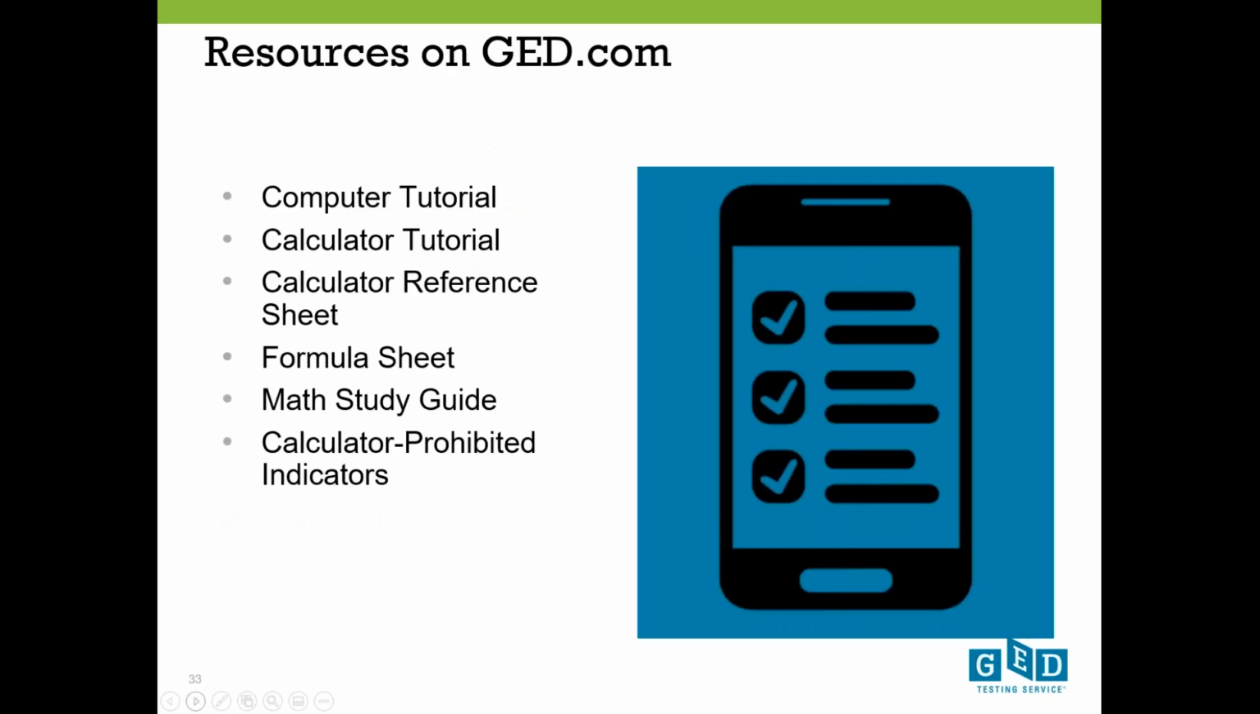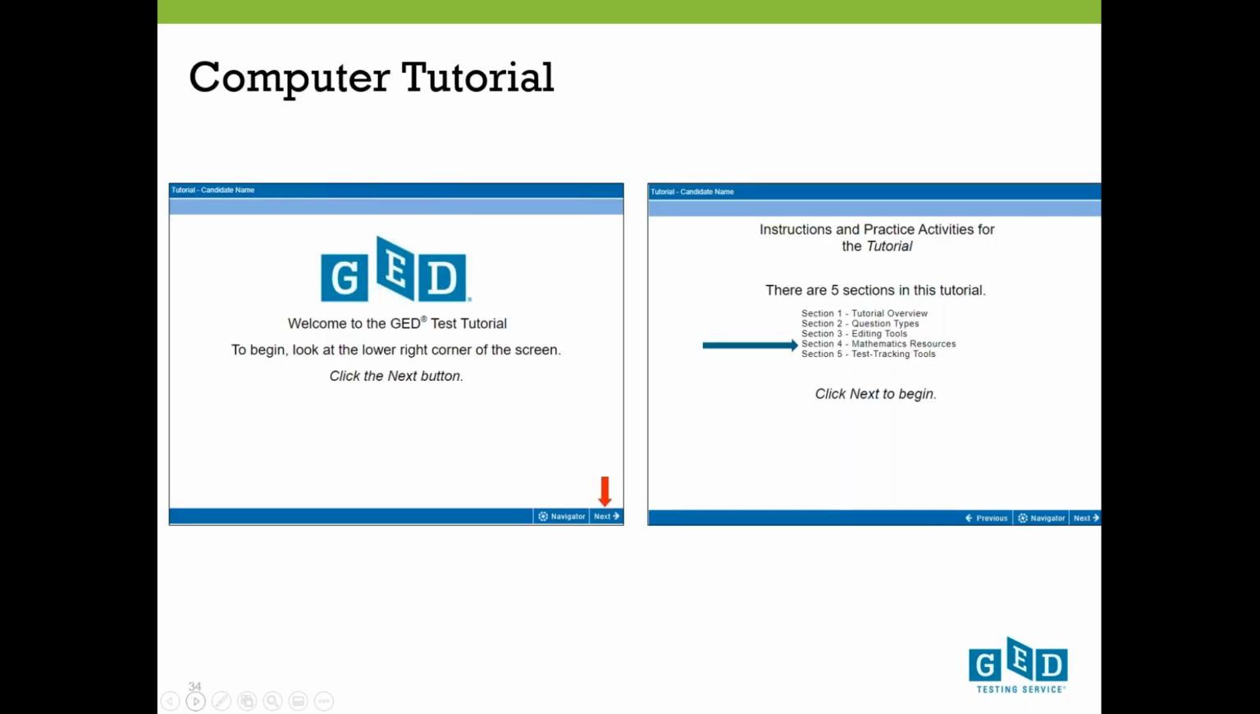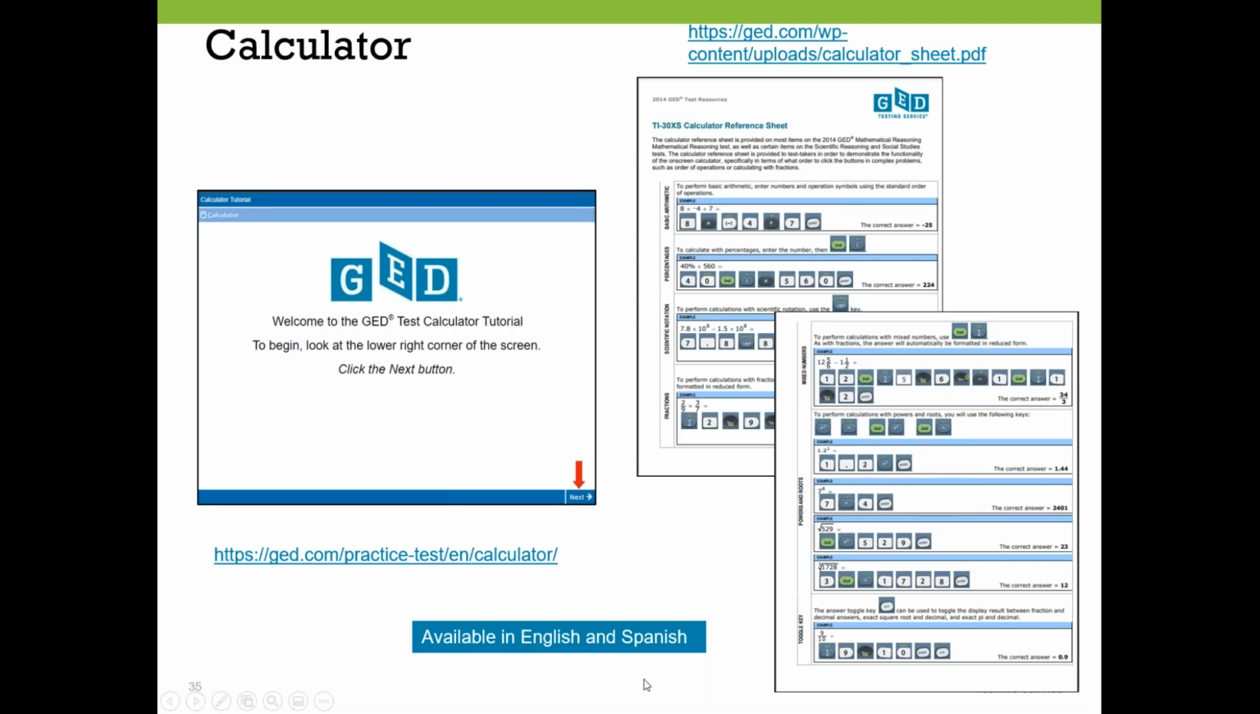But we want to remind you, there are resources that you and your students really need to take advantage of. There's the computer tutorial, the calculator tutorial, the calculator reference sheet, all of those different things. I highly recommend that if you are not today encouraging your students to go out to the computer tutorial, that you do. There's an entire section on mathematics resources. Excellent part for you to go through.